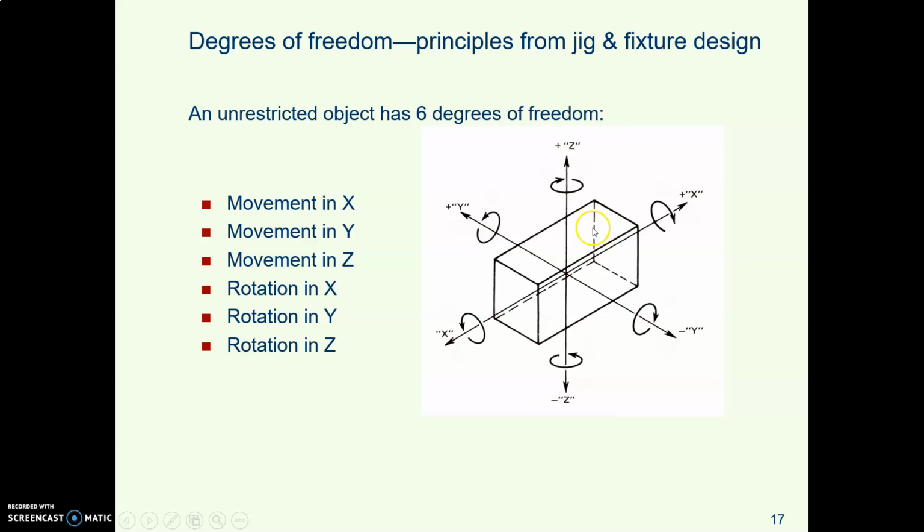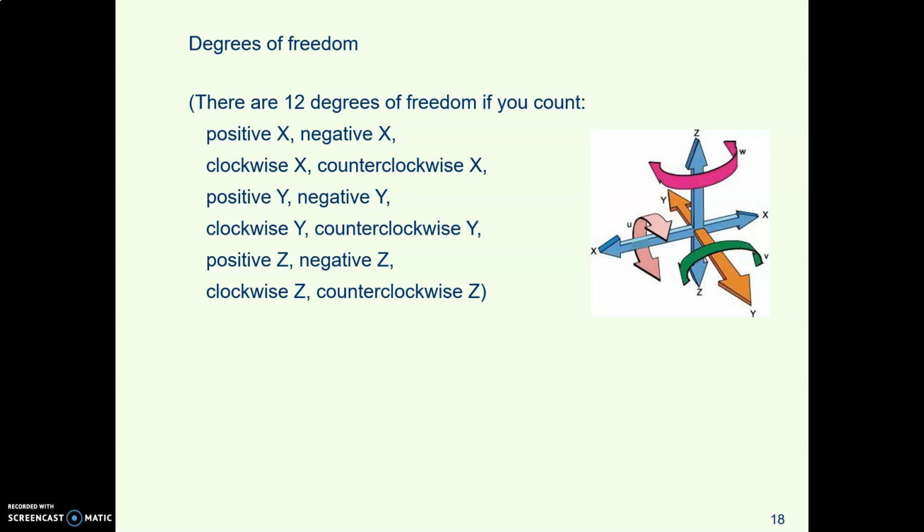When you're trying to restrict a part, you're trying to hold it motionless so you can drill a hole or take a measurement, you need to restrict movement in X, Y, and Z directions and rotation in X, Y, and Z directions. And if you do, that thing will be perfectly stable. Some people like to think about 12 degrees of freedom. They think of, okay, positive and negative X, positive and negative Y, and so on and so forth.